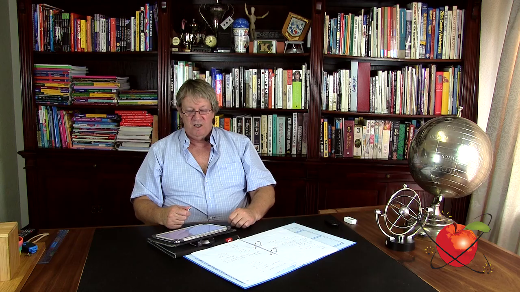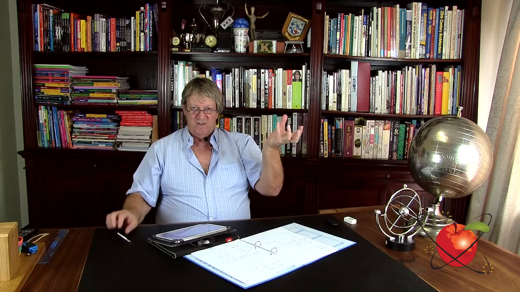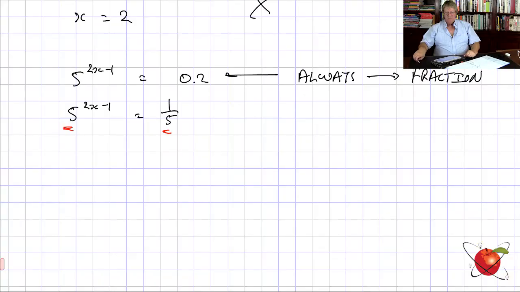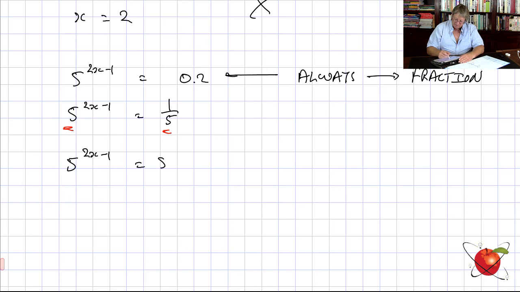What is my target here? Remember, the target is I want both sides to be a 5. This side has got a 5. This side is 1 over 5. So what must I do? I'm going to change that base. 5 to the minus 1. 5 to the minus 1 is 1 over 5, isn't it? Therefore, now I can base the same, drop the base. 2x minus 1 equals minus 1.